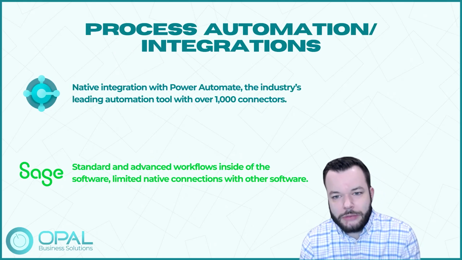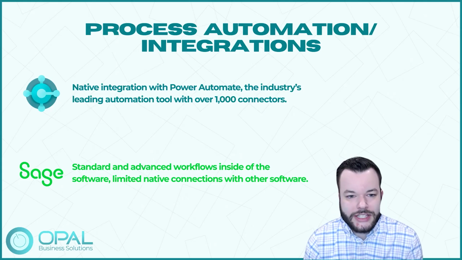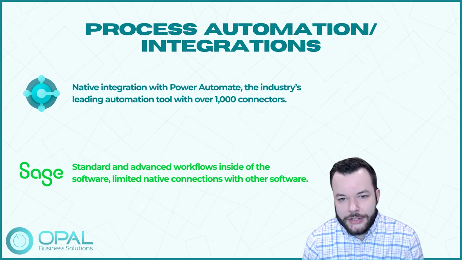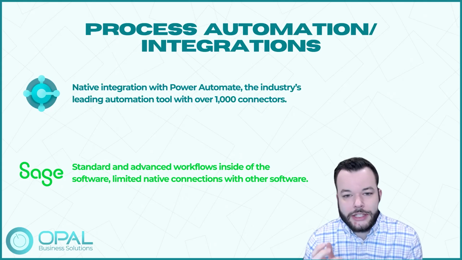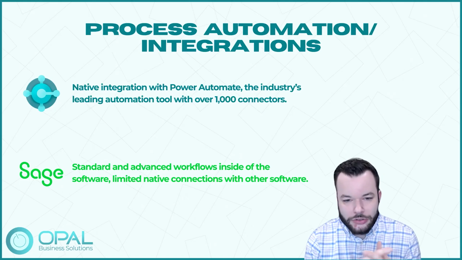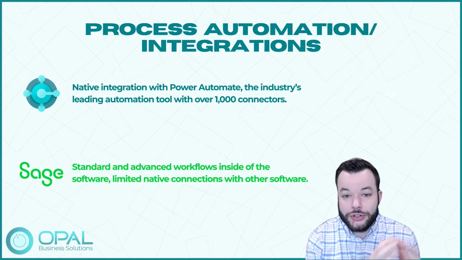Then, in terms of process automation and integrations, Business Central has native integration with Power Automate, the industry's leading Power Automate tool with over 1,000 connectors. So, what is a connector in Power Automate? A Power Automate connector is an integration or a connection to another software.